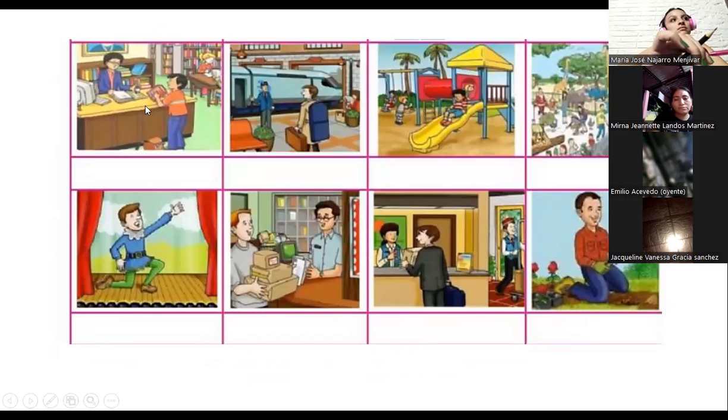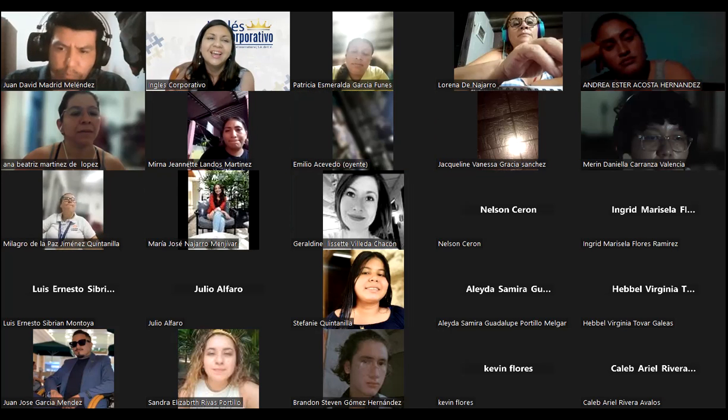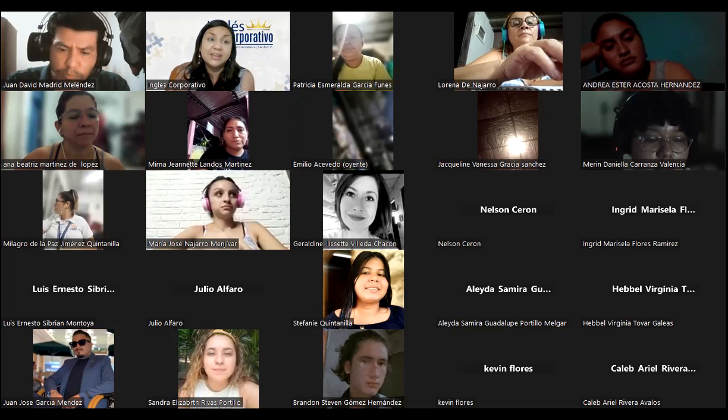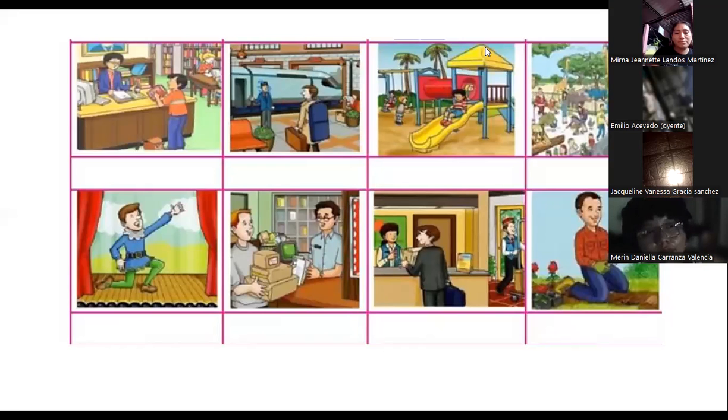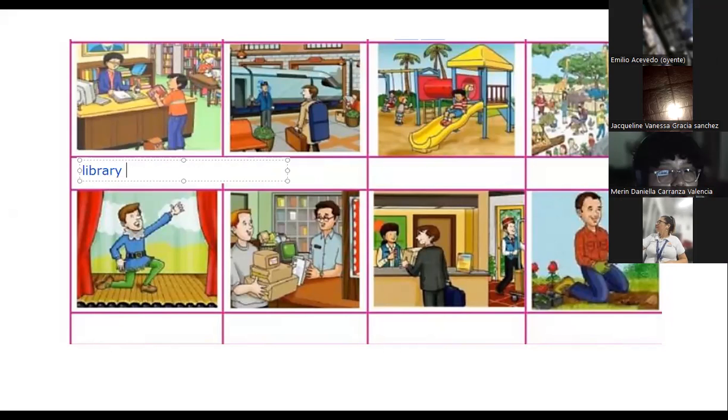What do you think this place is? A library. The library. Yes, it's the library. What can you do at the library? You can read a book. You can look for information. Yes, that's nice.